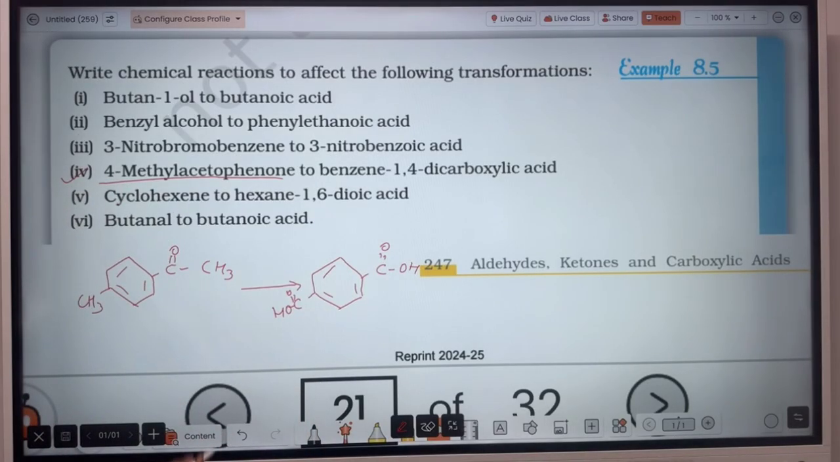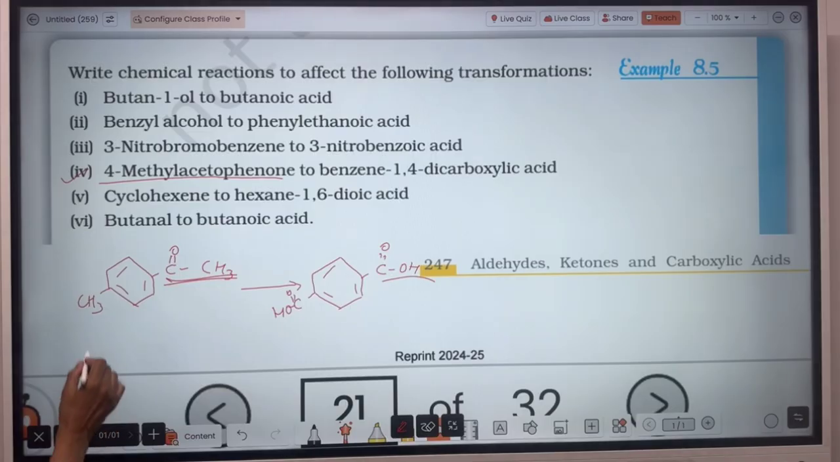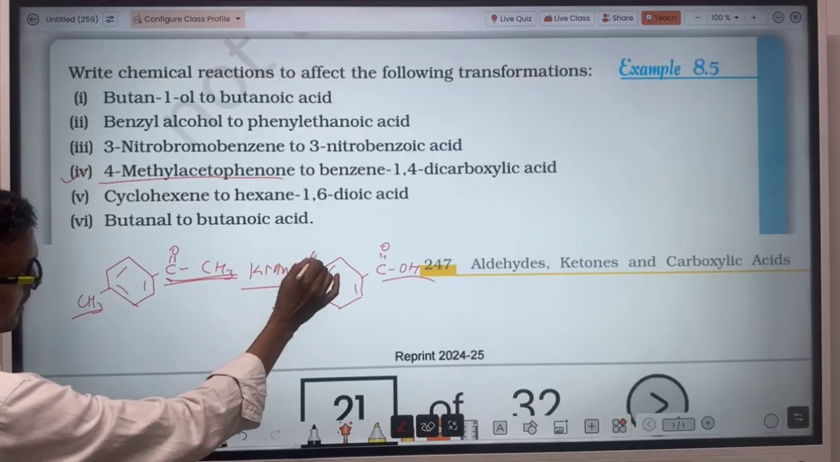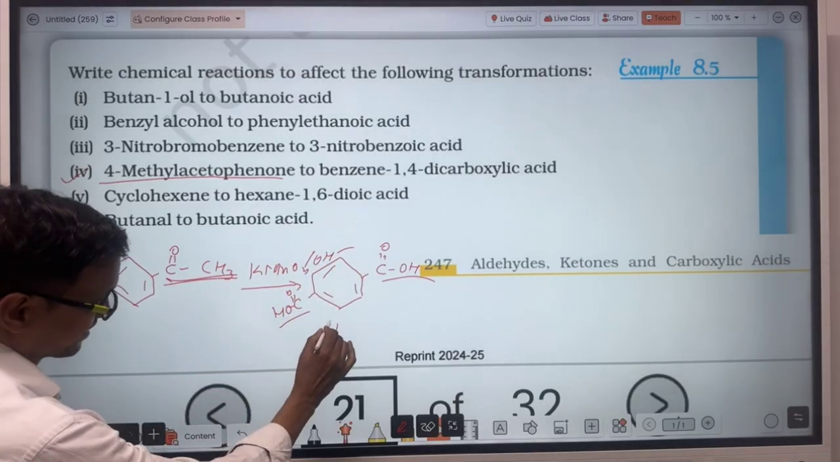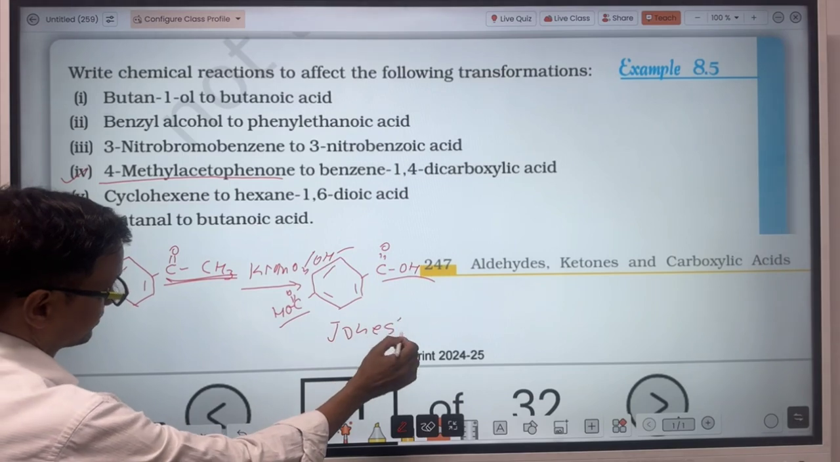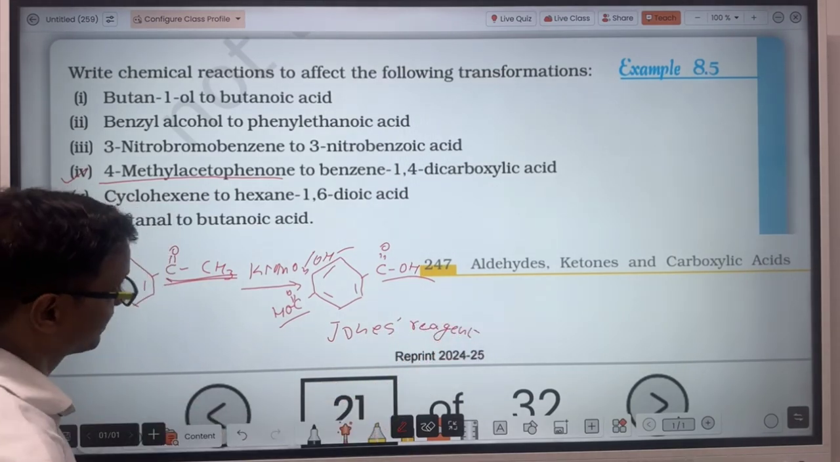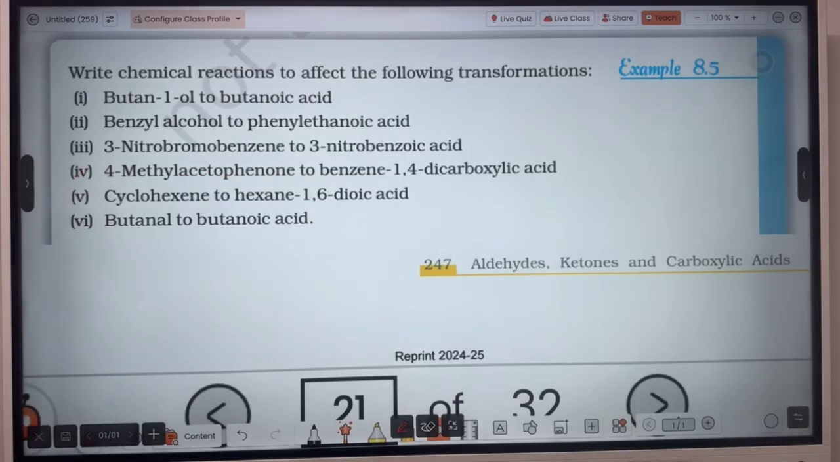So what's the problem here? Take any strong oxidizing agent, whatever you would like. This will convert it to carboxylic acid, and this methyl group will also convert to carboxylic acid. So any strong oxidizing agent like KMnO4, strong alkaline KMnO4, you will take, or Jones reagent. Keep in mind what Jones reagent is. Recall that. Next.